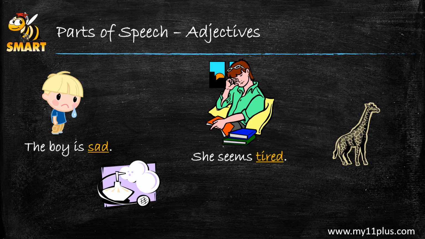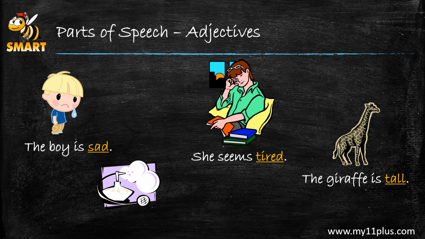Next sentence, she seems tired. Again, the word in the sentence that we have underlined, tired, is the word that tells us something about the lady here. And if you notice, we are using a pronoun in that case. So an adjective can tell us something about a noun or a pronoun.